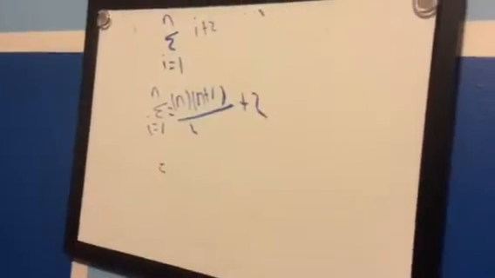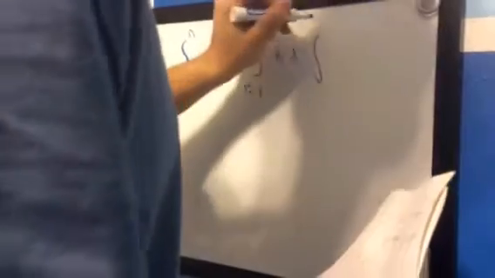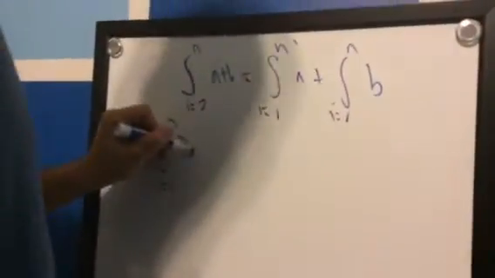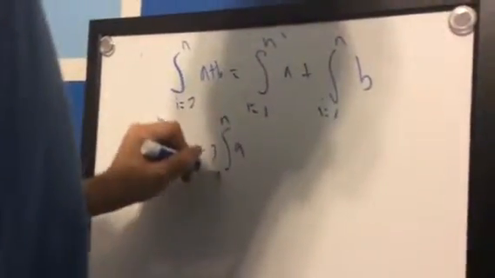The same two properties looked at before, the addition and constant rule, can be applied to integrals as well. So an integral of a plus b can be rewritten as the integral of a plus the integral of b. And the same rule as before with the constant rule. This can be rewritten as 3 times the integral of a.